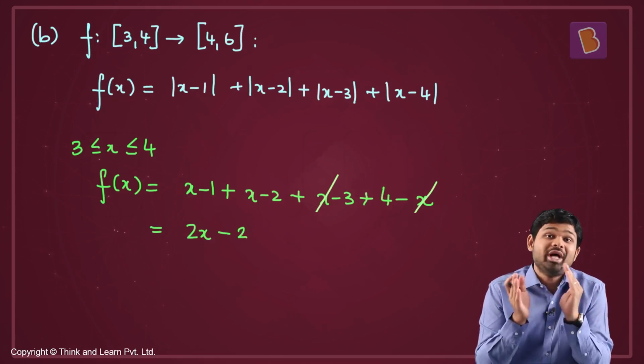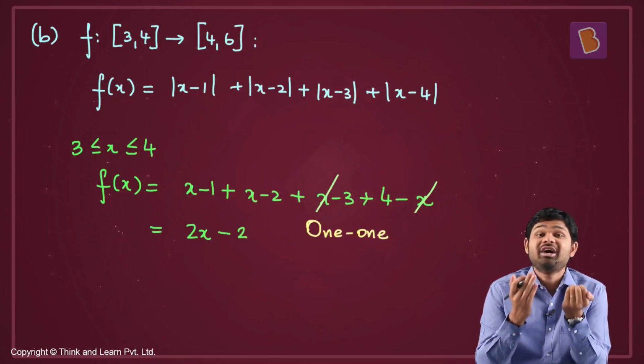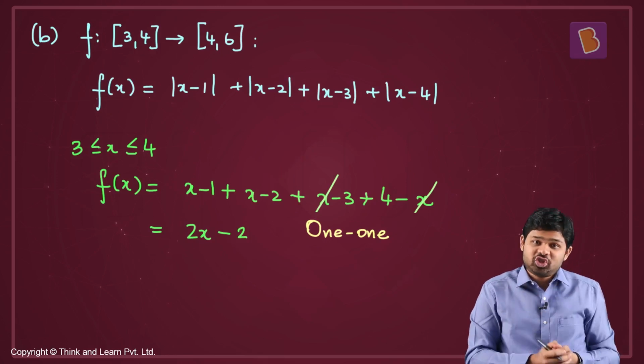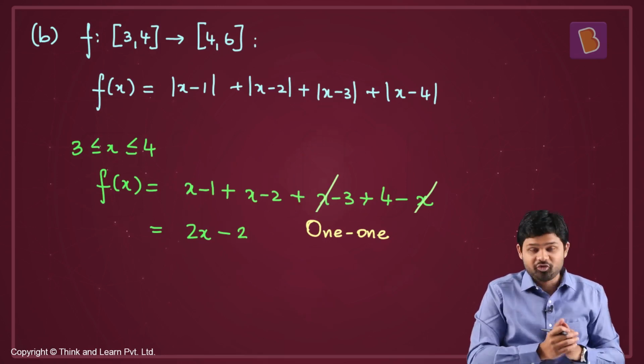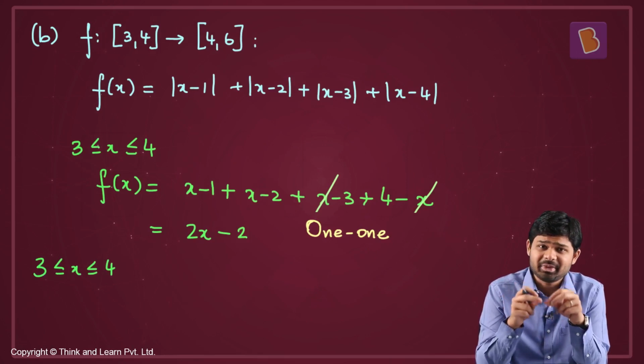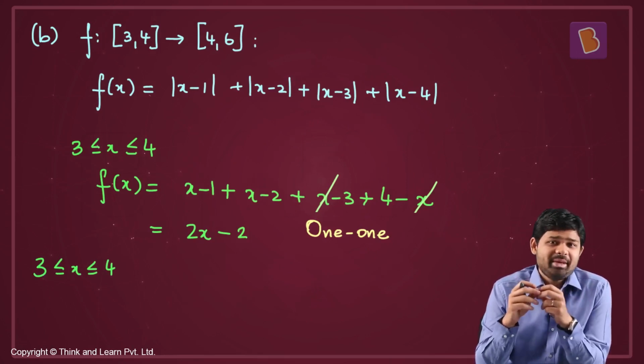Now 2x minus 2 is a linear function and it's going to be a 1-1 function. Now we have to check if it is going to be an onto function. So my x is between 3 and 4. What happens when I put x is equal to 3?